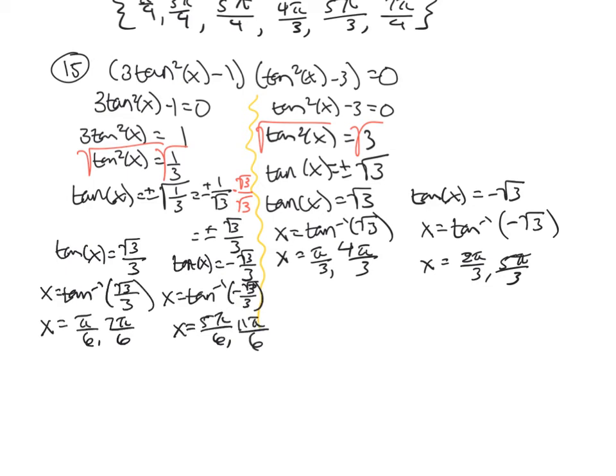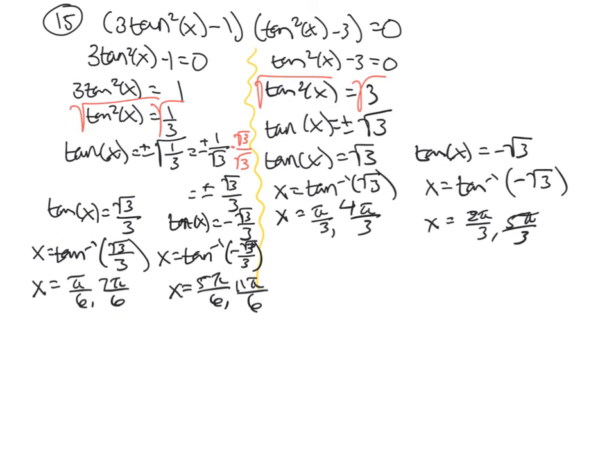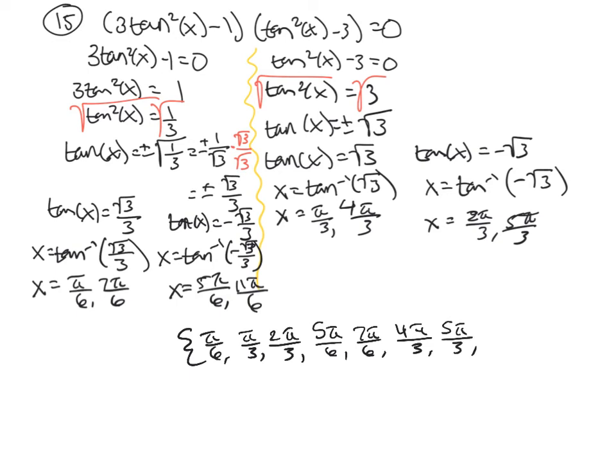So now we have to take all of our answers from both sides and bring them together into one solution set. So you should have 8 answers total. And from least to greatest, your answer should be pi over 6, pi over 3, 2 pi over 3, 5 pi over 6, 7 pi over 6, 4 pi over 3, 5 pi over 3, and 11 pi over 6. I think this one was also very difficult.